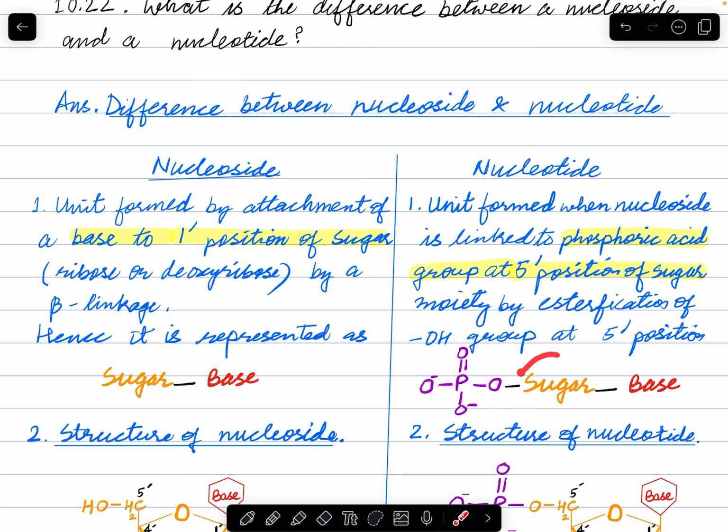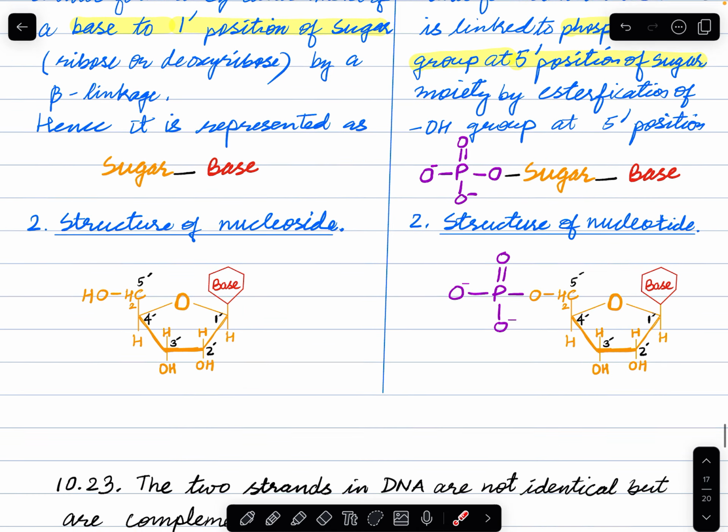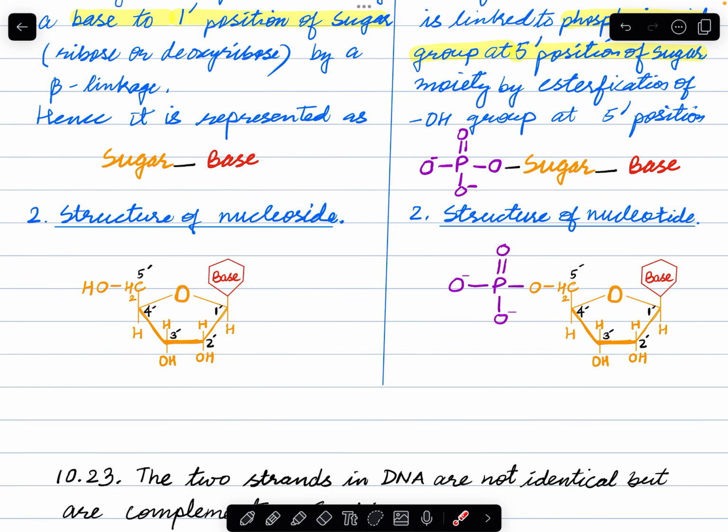It consists of a sugar and base just like nucleoside, but it has also a phosphoric acid group or phosphate group. Here we have compared the actual structure of the two. This is nucleoside, and at 1' position of the sugar a base is attached. And in case of nucleotide, at 5' position via esterification, your phosphoric acid group is attached. So, nucleoside is formed by the combination of two type of molecule, while your nucleotide is having three type of entities.